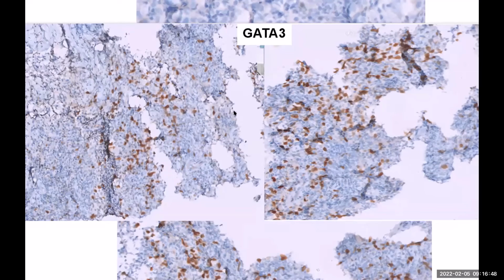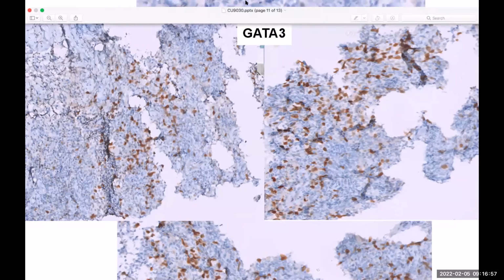With this kind of picture, I would like to offer the diagnosis as a B-cell lymphoma with features intermediate between classic Hodgkin lymphoma and DLBCL. The only reason we are saying gray zone, despite the CD20 positivity here, is because of the aberrant expression of GATA3 and lack of the complete B-cell markers.